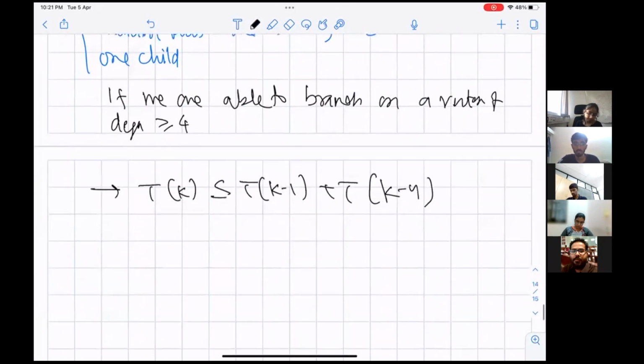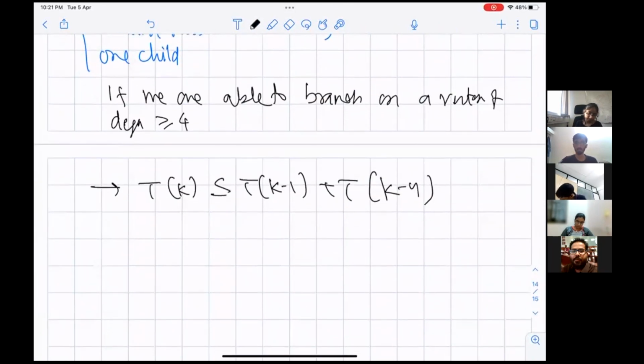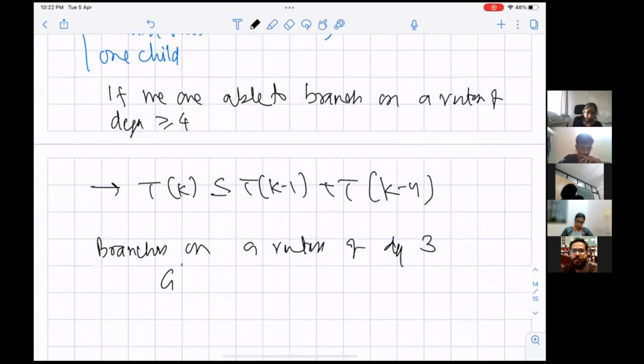But imagine branching on a vertex of degree 3. If this is the case, what is the property of graph G? If you're branching on a vertex of degree 3, it has no vertex of degree 1, no vertex of degree 2, and no vertex of degree 4. So what is this graph? Cubic. It's a 3-regular graph.